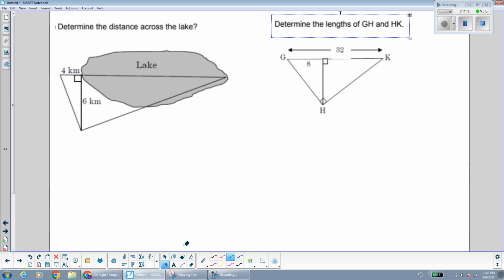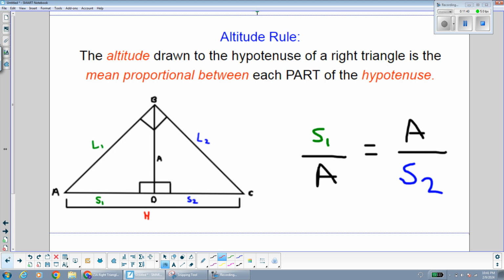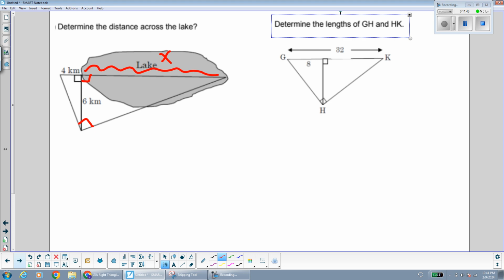Let's see some examples. In this first question, we need to determine the distance across the lake. And we have a big right triangle with an altitude drawn to the hypotenuse to create two smaller right triangles. Exactly the situation we had here. So we're going to ask ourselves, is this going to be hills or SAS? In order to figure that out, I'm going to ask myself, do I know anything about the altitude? And the answer is yes, I do. I know that the altitude is 6. So I am going to be using SAS, which is the altitude rule.